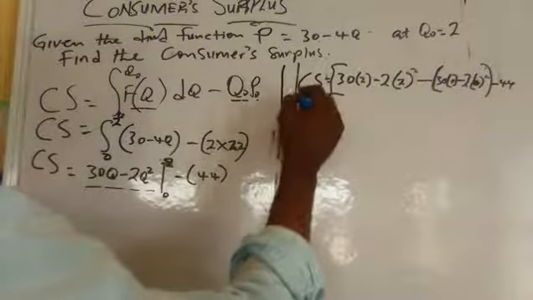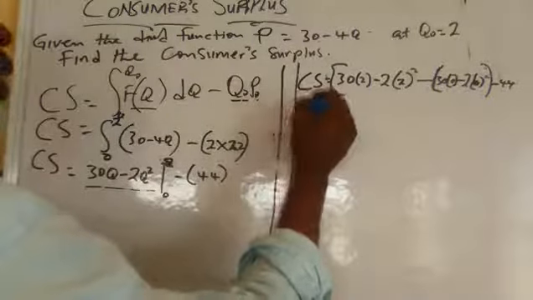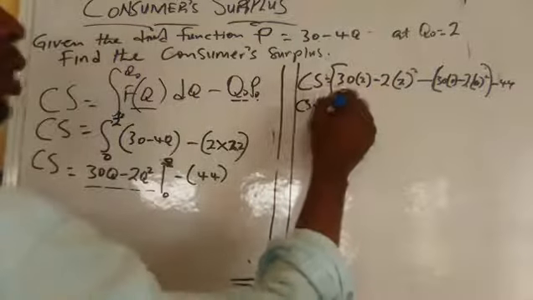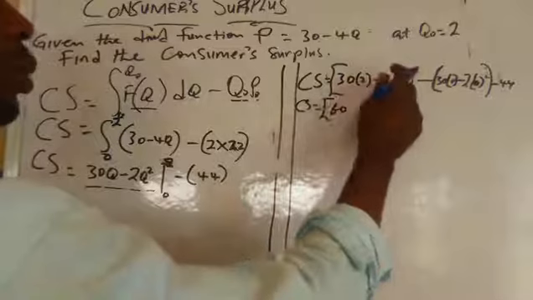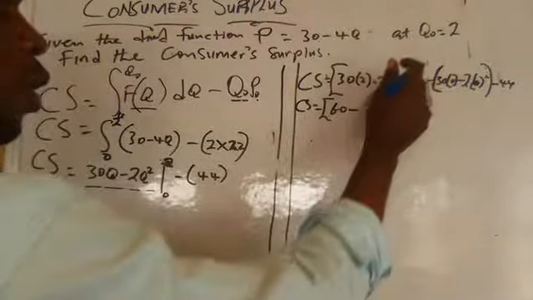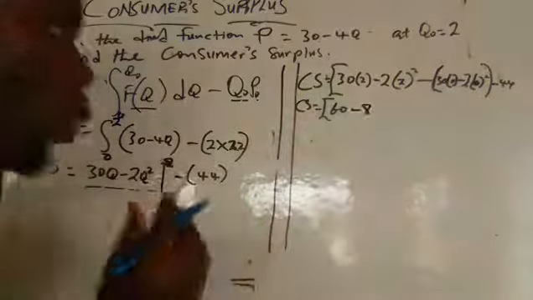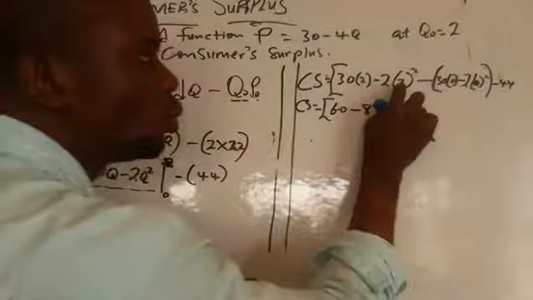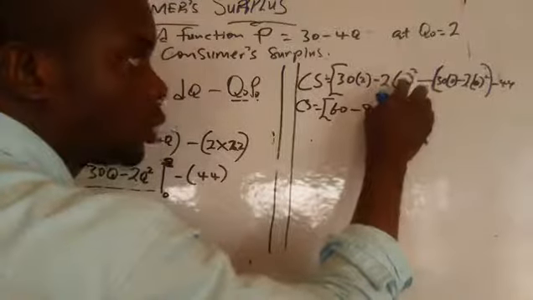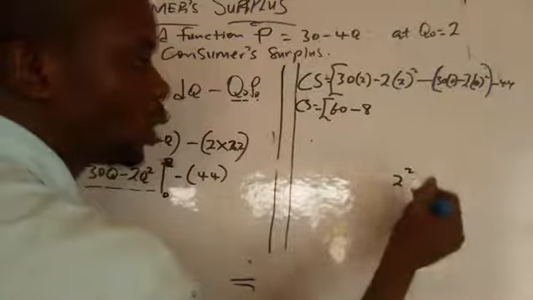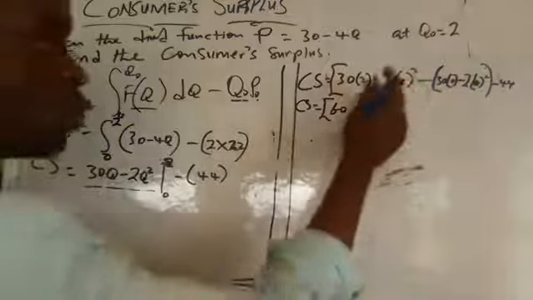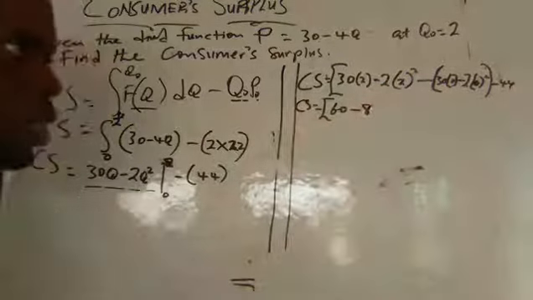Now, what you just have to do is to say your consumer surplus equals, then the big bracket here, then this 30 times 2 will give you 60, then this will give you minus 2 times 2, 4, 4 times 2, that will give you 8. Hope you understand what I did. 2 raised to power 2 is 2 times 2, which is 4. I deal with this one first, that is 2 times 2, 4. Then that 4 times 2 will give you 8. That is 4 times minus 2 will give you minus 8. Please, do you understand? Yes.